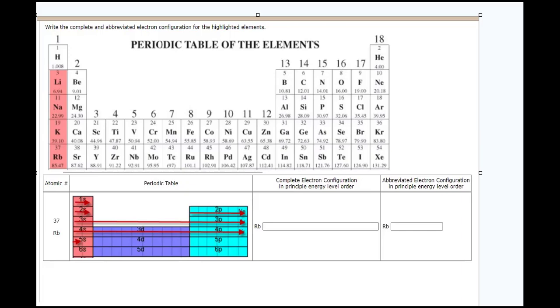Here's a very nice problem on electron configuration of atoms. It covers pretty much everything you need to know about writing the electron configurations. That's why I chose Rubidium. It says write the complete and abbreviated electron configuration for the highlighted elements. So I'm going to go all the way back down to this Rubidium, and we're going to write it and see how it's done.